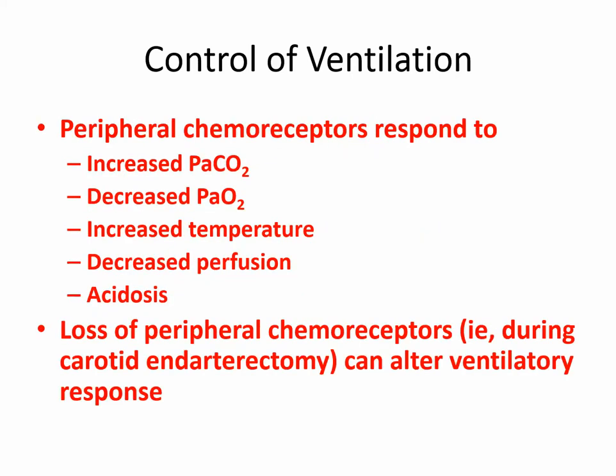With regard to peripheral chemoreceptors, remember that they respond not only to a decrease in the partial pressure of oxygen in arterial blood, but also to hypercarbia, hyperthermia, acidosis, and decreased perfusion. Remember also that the loss of peripheral chemoreceptors, such as occurs during carotid endarterectomy, can alter a ventilatory response.